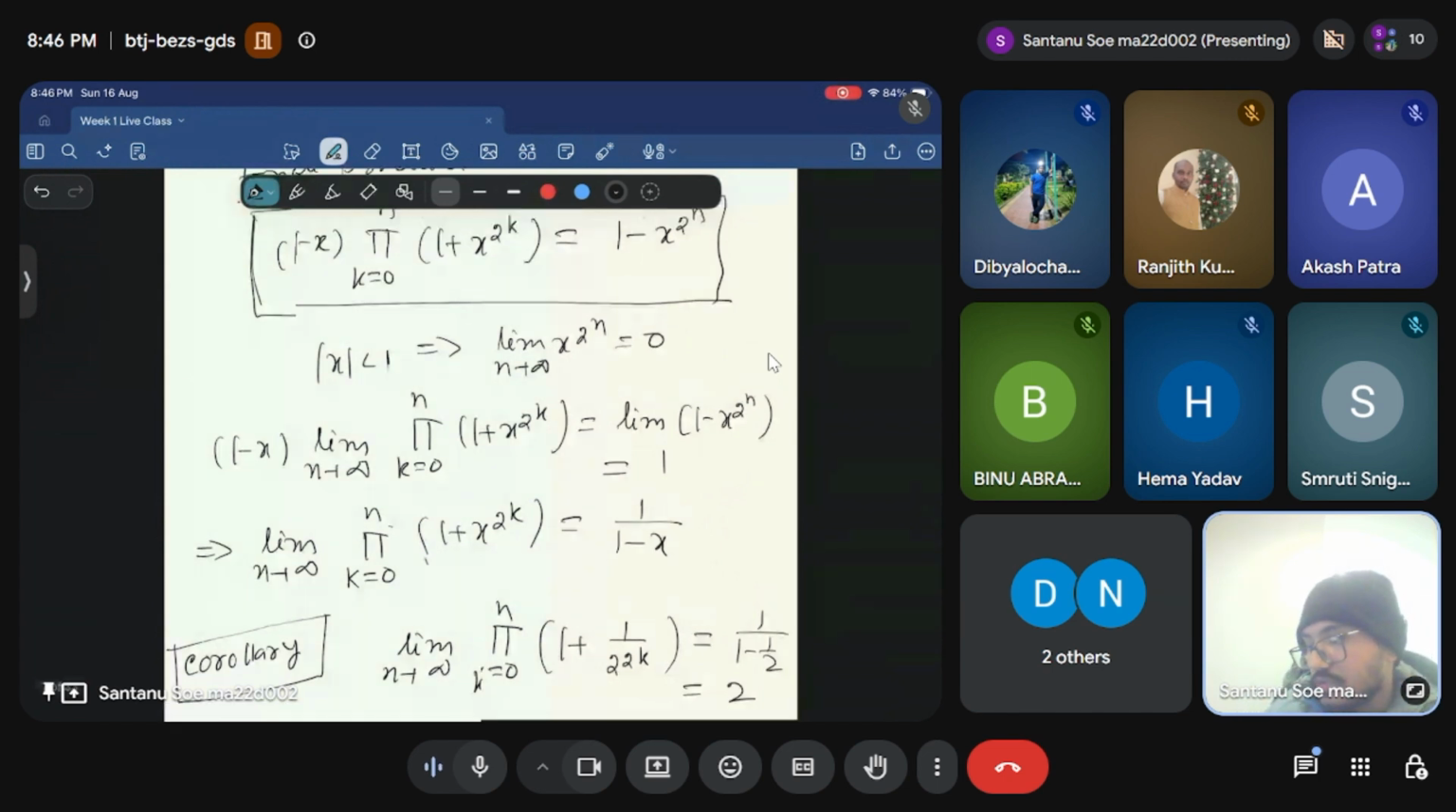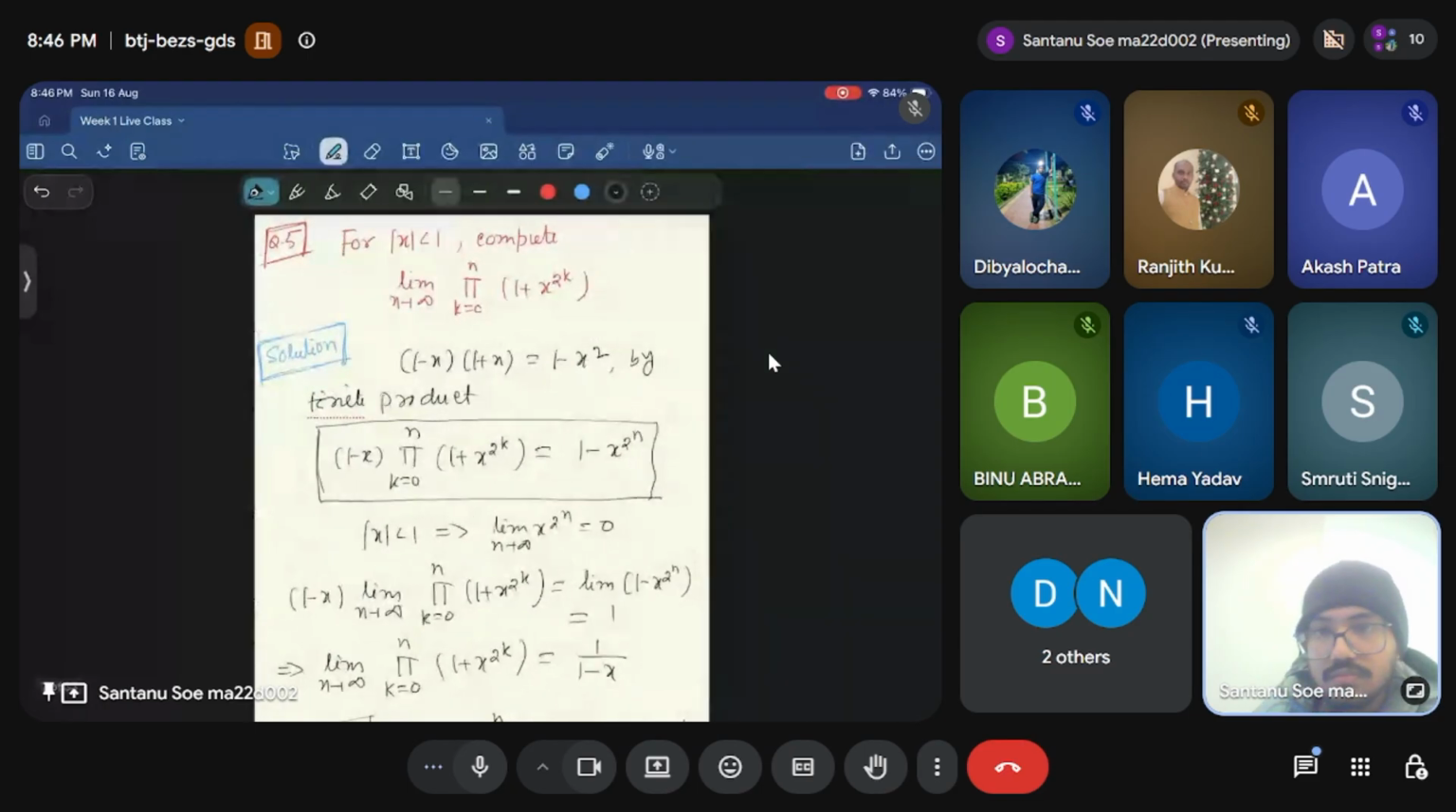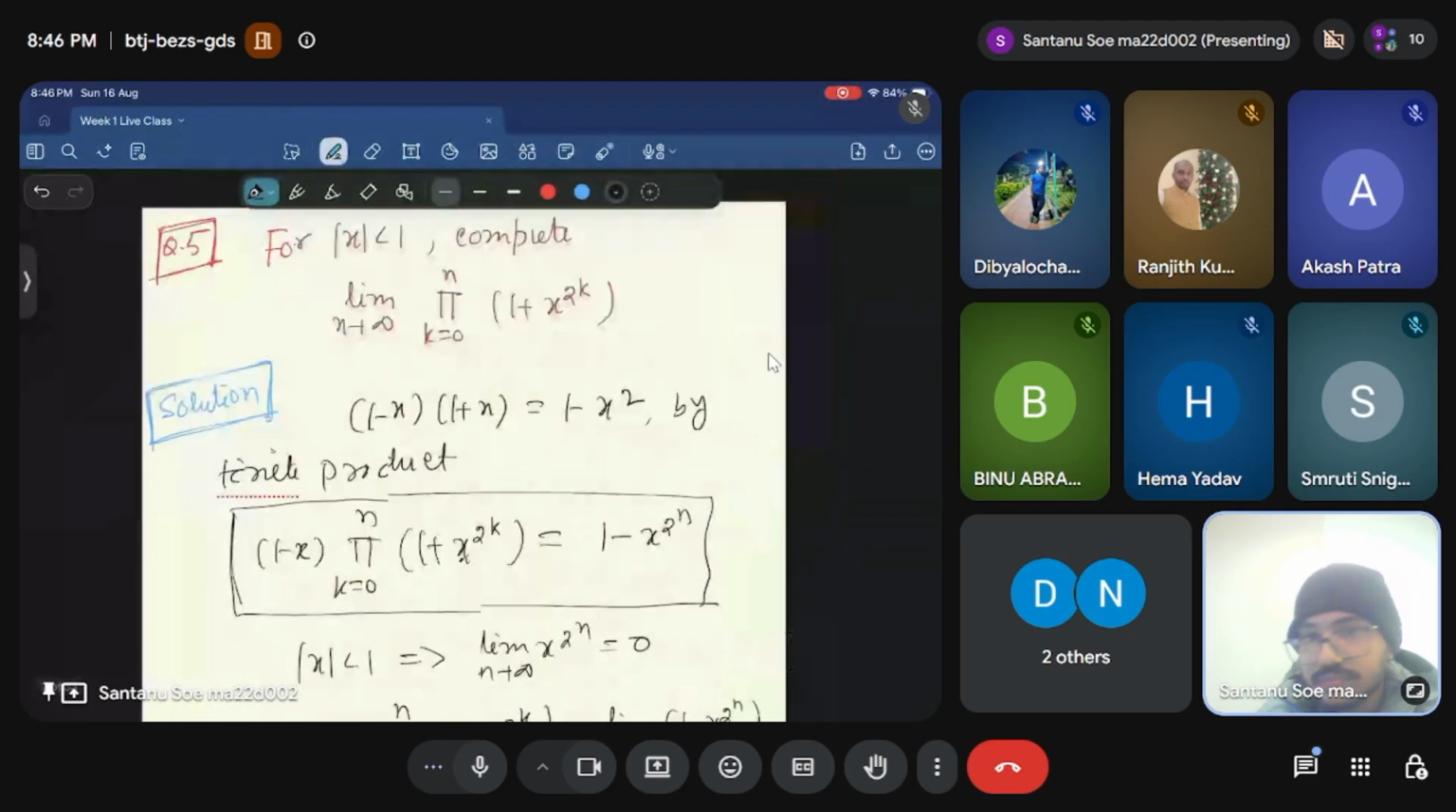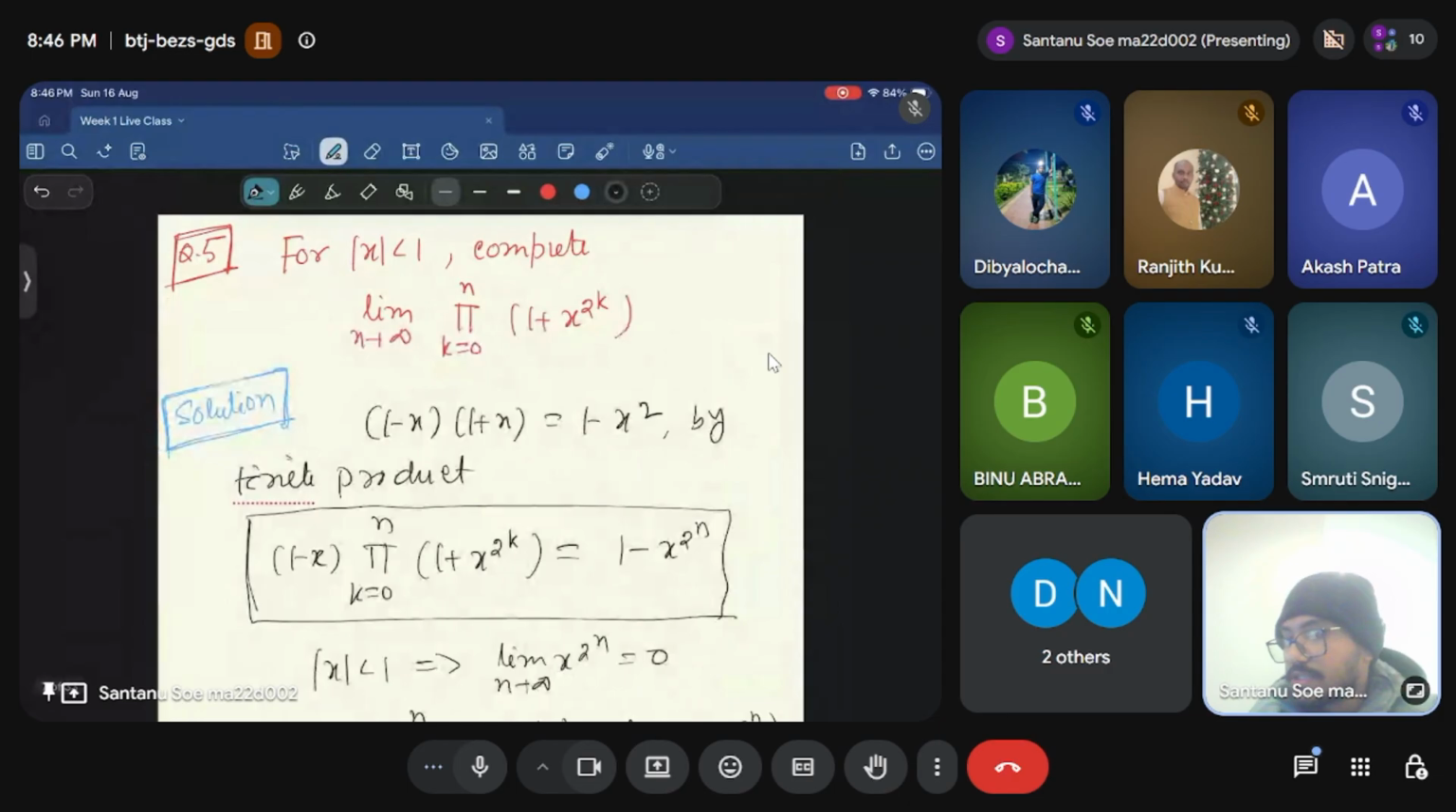Okay, is this clear to everyone? So just try for 1 minute again to see if you have understood it or not, and then hopefully I'll go to the next question.